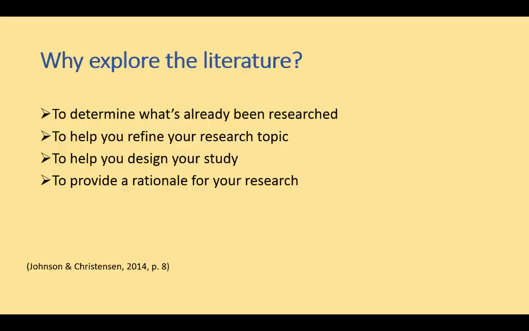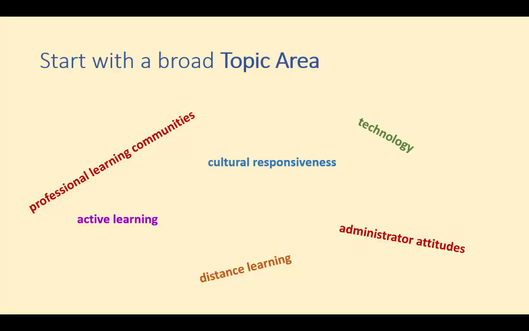Locating literature on your topic can help you to determine whether or not the problem you've identified has already been researched, to formulate a more specific research question, to design your study, to provide a rationale for your research, and to identify appropriate data collection instruments. The key to gathering the literature relevant to your topic is to develop an effective search strategy.